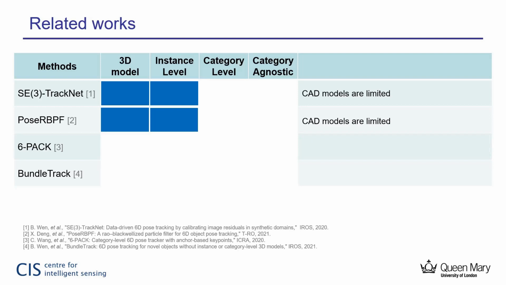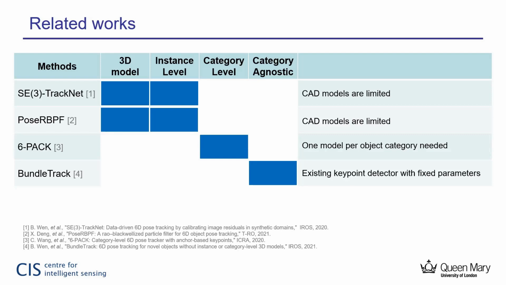Recently, 6-PACK does not require a 3D model and achieves category-level 6D-pose tracking. But the problem is it requires prior knowledge of the category information. More recently, BundleTrack achieves category-agnostic 6D-pose tracking, but it directly uses an existing keypoint detector with fixed pretrained parameters.